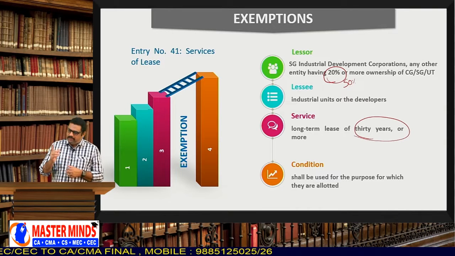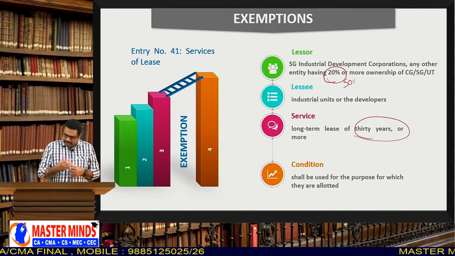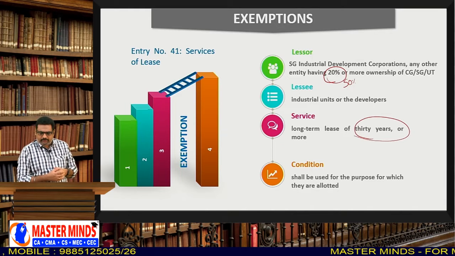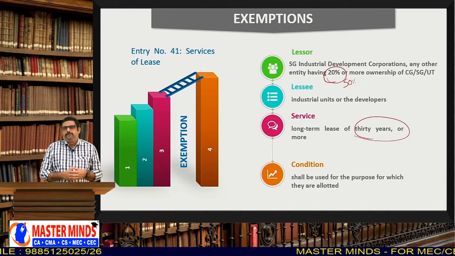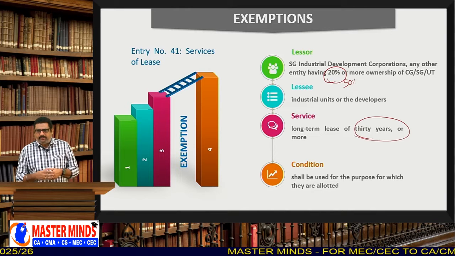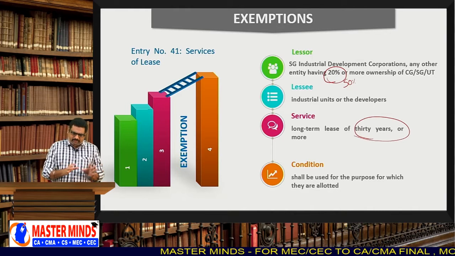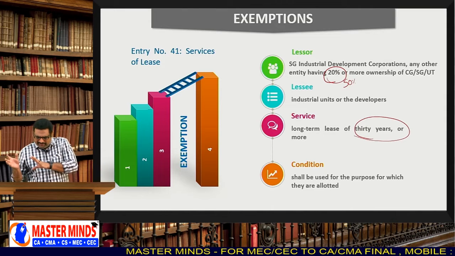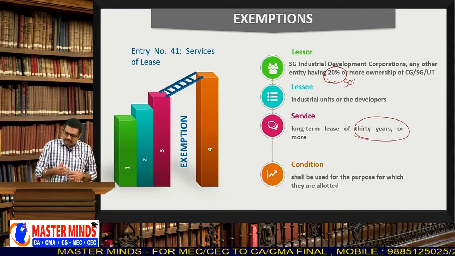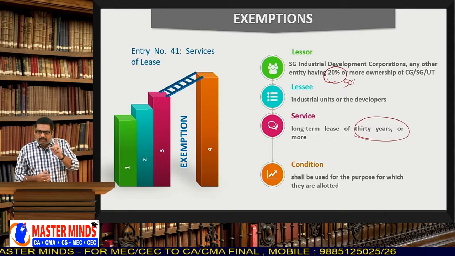exemption. So the lessor should be the government or an entity having more than or equal to 20% ownership of the government. The lessee is the industrial unit or a developer, and the lease period should be more than 30 years. Then whatever amount that industrial unit or developer pays is exempted from GST, but the condition is it shall be used for the purpose for which they are allotted.